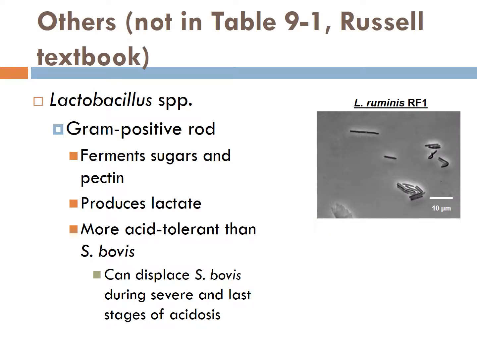There are other bacteria that don't appear in Table 9-1 of the Russell textbook, but appear in the text itself, and these are important. We'll mention them here. Lactobacilli species are gram-positive rods. They ferment sugar and pectin. They produce lactate. These are more acid-tolerant than Strep bovis, and they can displace Strep bovis during the severe and last stages of acidosis. We oftentimes mention Strep bovis exclusively when talking about the onset of lactic acidosis, but this species plays a critical role as well in the terminal step.